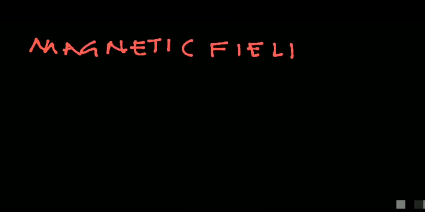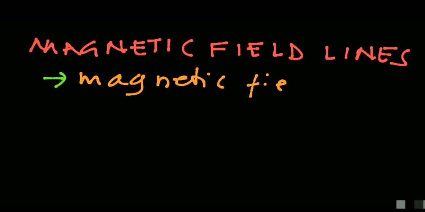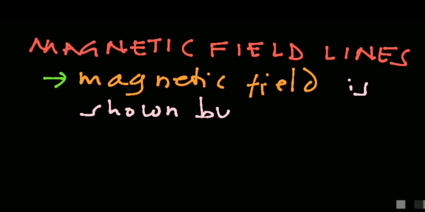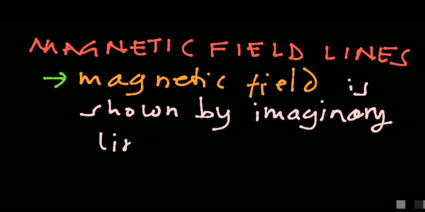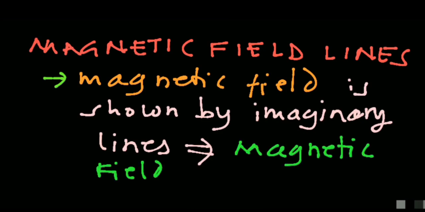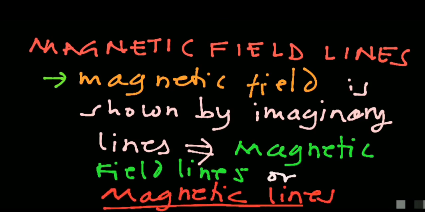So let's consider magnetic field lines. To represent magnetic field, we use lines. These lines are known as magnetic field lines. Note, magnetic field is shown by imaginary lines because we cannot see magnetic field, but we use lines to represent it. These magnetic lines are known as magnetic field lines or simply magnetic lines.